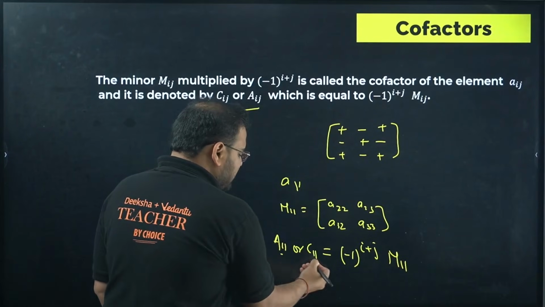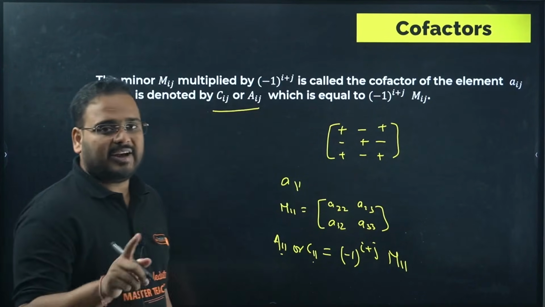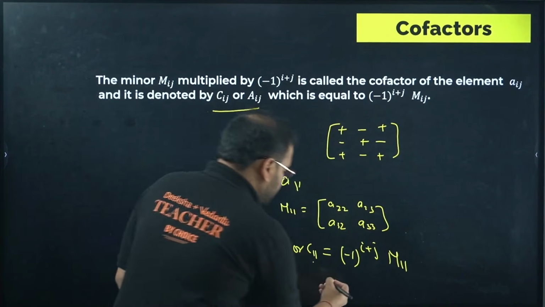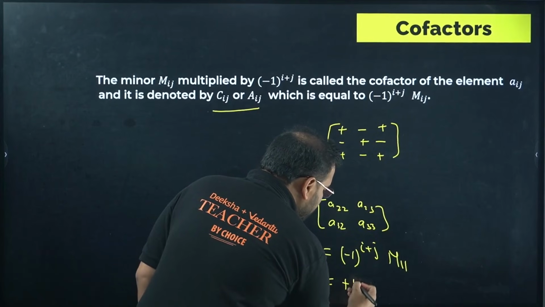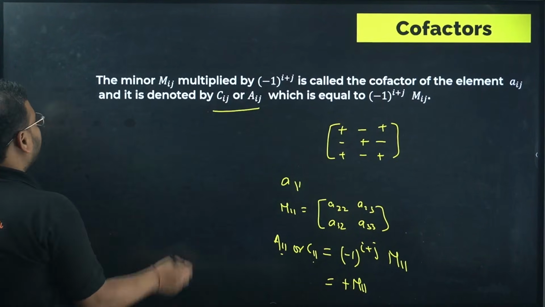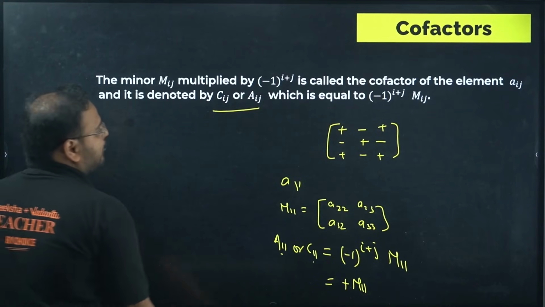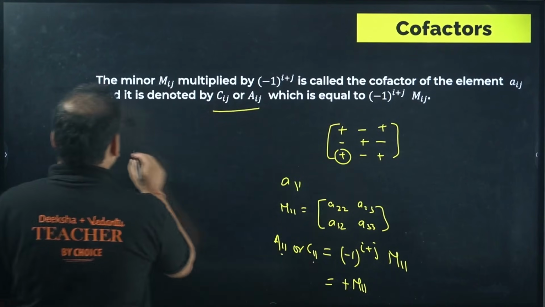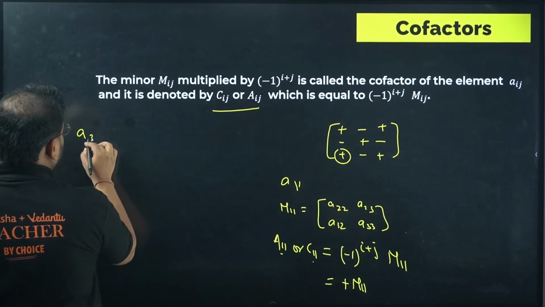We're talking about the first element. The first element is in an even position, right? 1 plus 1 is even, so write the plus sign only. So plus M11. Depending upon the element we're talking about, for example, I want to talk about this element. What is this element called? A31.